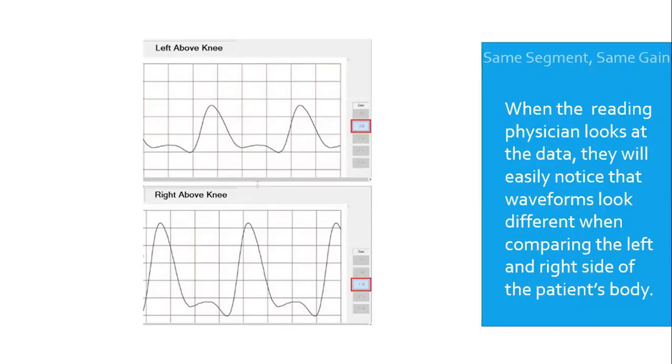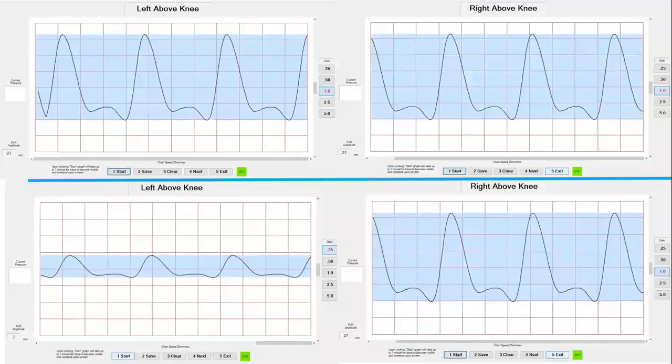Why is it so important that the twin cuffs are set to the same gain? When the interpreting physician looks at the data, they will easily notice if the waveforms look different when comparing the right and left side of the patient's body. To make sure they can accurately compare these waveforms, they need the gains to be identical on both sides.